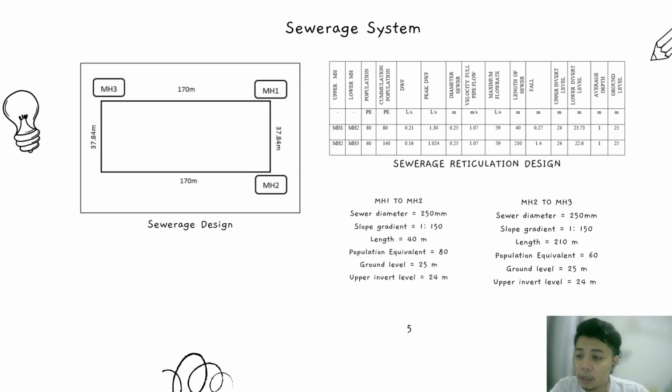So is it okay? Length of sewer is 40 meter. Fall is 0.27. Ground level is 25. Upper invert level is 24 meter. Average depth is 1 meter. And for the last, lower invert level is 23.73 meter. That's all from me. Thank you.